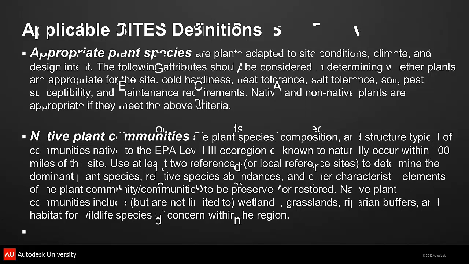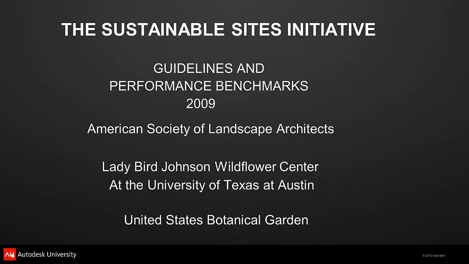Regarding the use of native plants, the SITES initiative has specific definitions for appropriate plant species and native plants that you should utilize and are very pertinent for demonstrations. Appropriate plant species are plants adapted to site conditions, climate, and design intent, and may either be native or non-native plants, if they meet the above criteria.